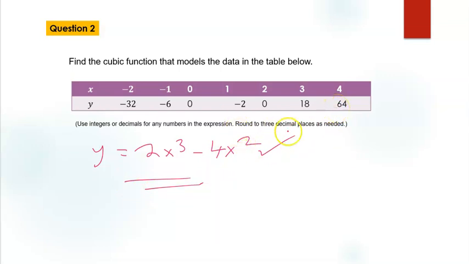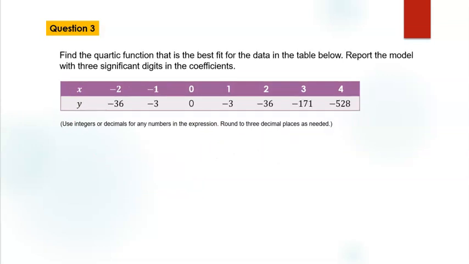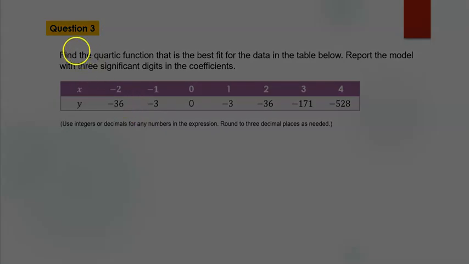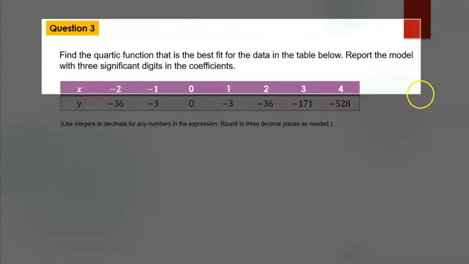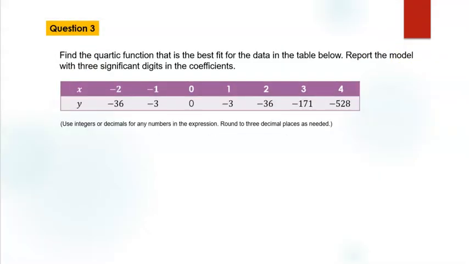And that is the cubic function that is represented by this data. You are told to round to 3 decimal places as needed. We don't need to round in this particular case. And that is how you work out that. Then we go to the next one here, and this is the quartic function. A quartic function is that function that has the leading coefficient raised to power 4.